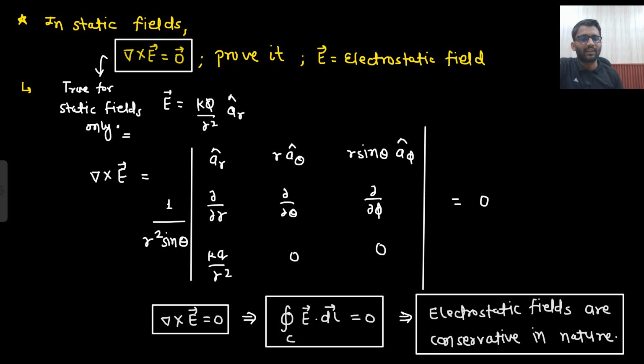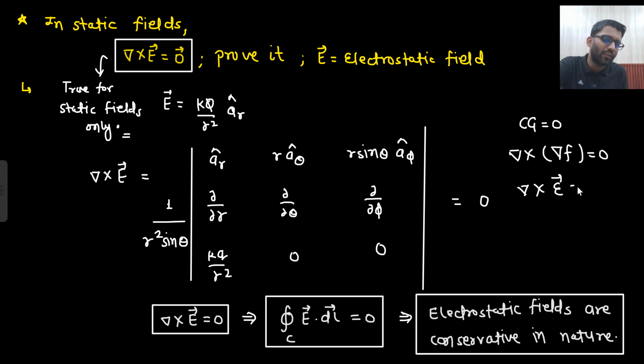Now let's revisit our null identities. What do you remember? Curl of gradient is 0. So what do you remember by this? The curl of any gradient is 0. Now what did I get to know? That my curl of electrostatic field is 0. What did I get to know? That the curl of the electrostatic field is 0.